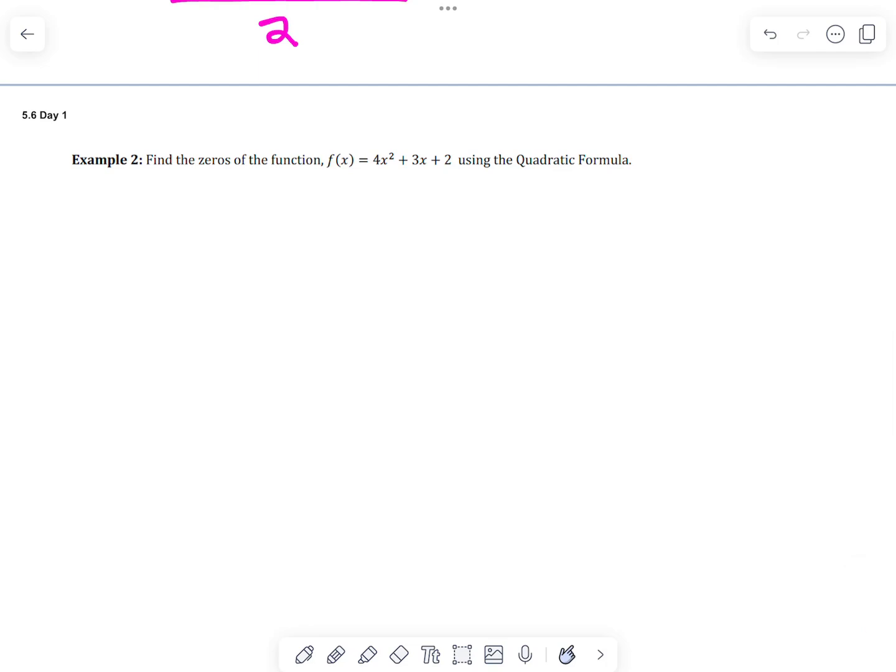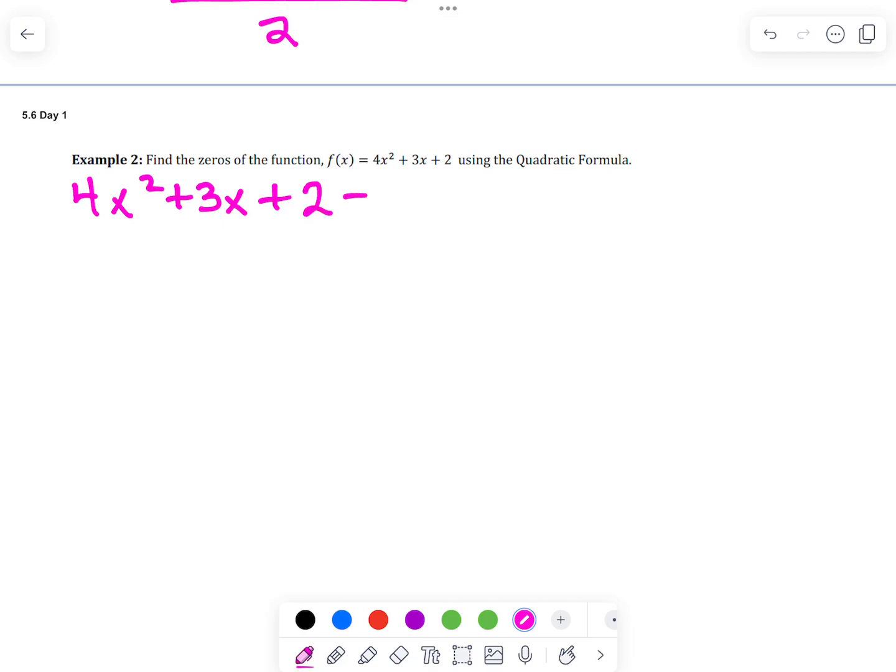Example 2, solve using the quadratic formula. So we set the function equal to 0. And then we make sure it's in standard form, which it is. So we identify the a, which is 4. We identify the b, which is positive 3. We identify the c, which is 2.